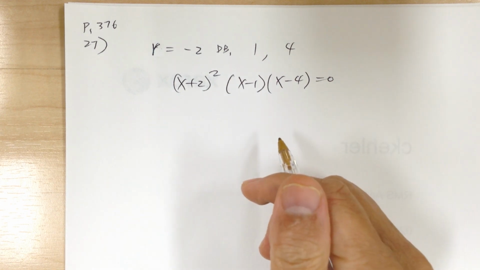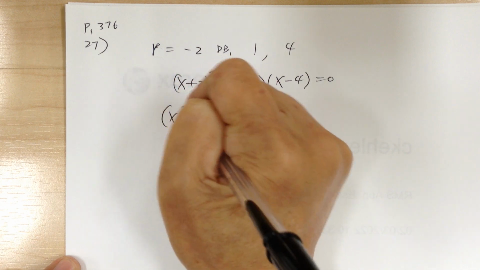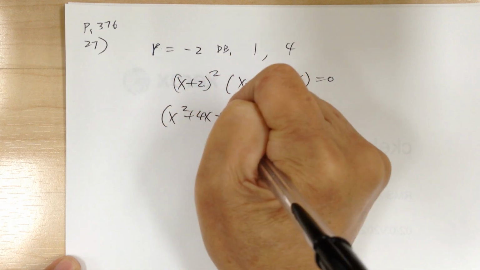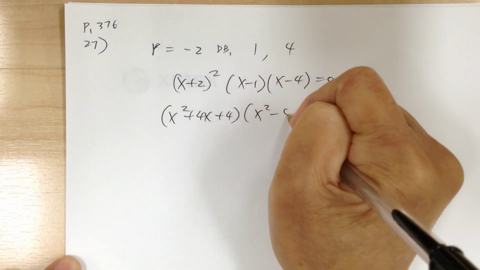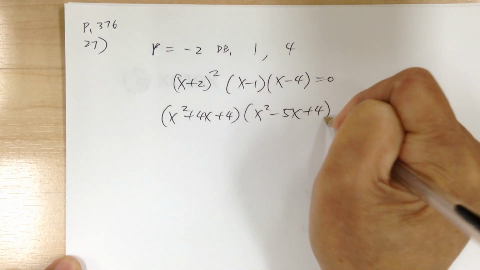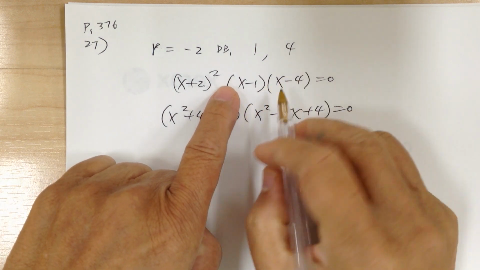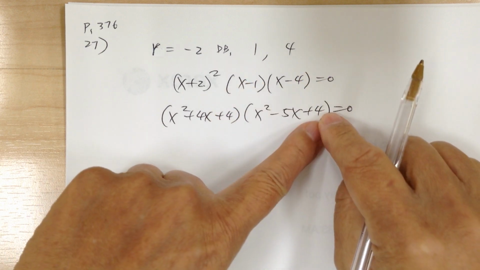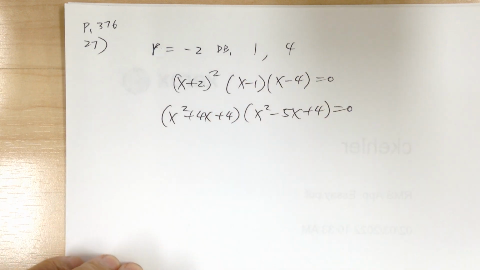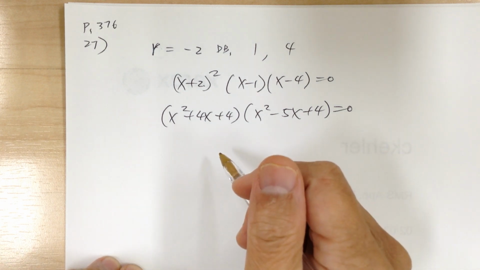Then I'm going to multiply this out. So I get x squared plus 4x plus 4. And I'm going to multiply this: I get x squared minus 5x plus 4 equal to 0. Again, when there's no number in front, you add to get the middle term and you multiply to get the last term. That is the root equations. Then after that, you just have to distribute.